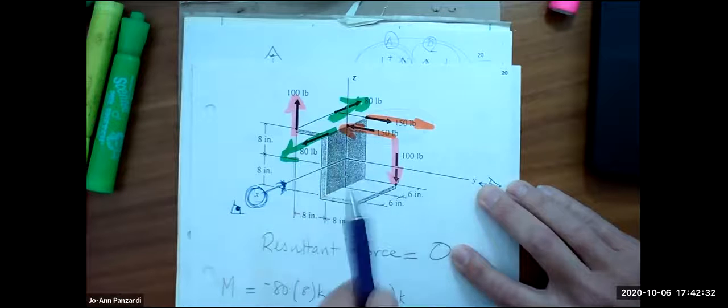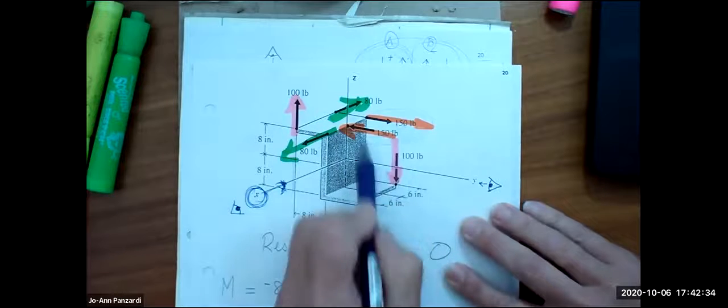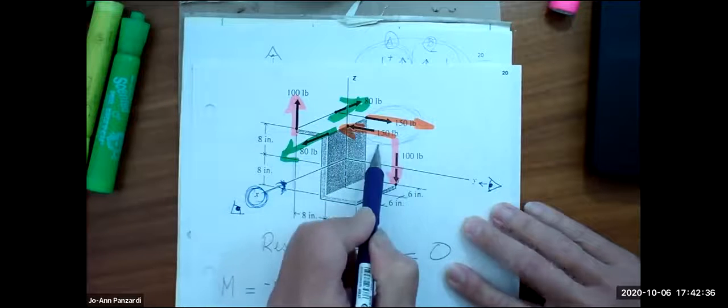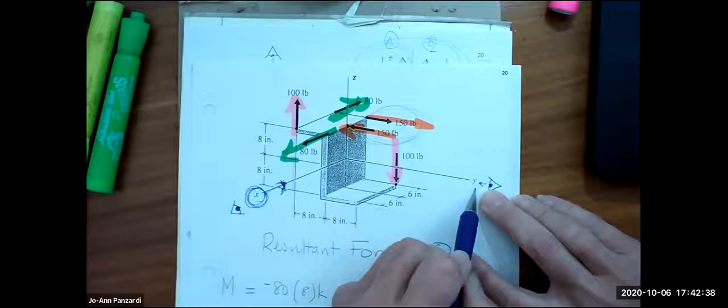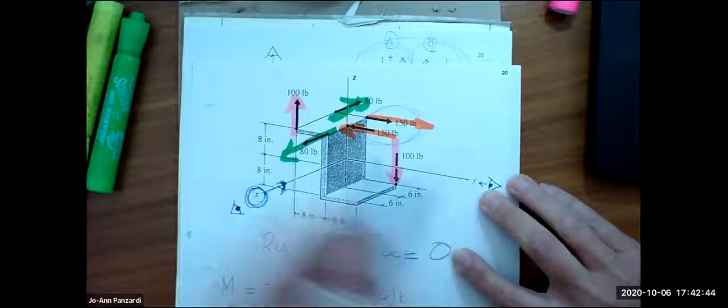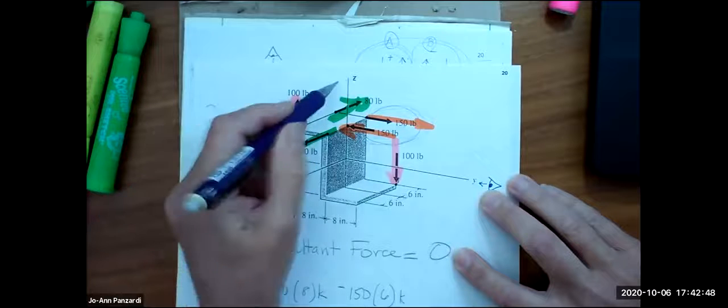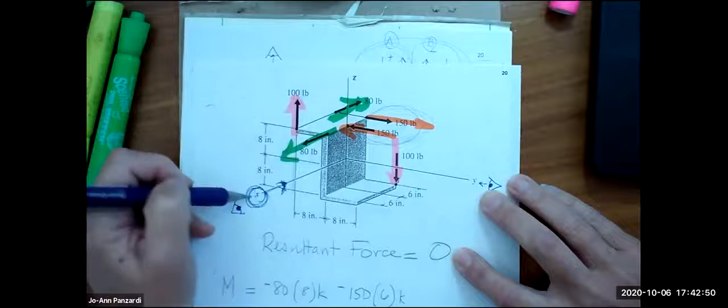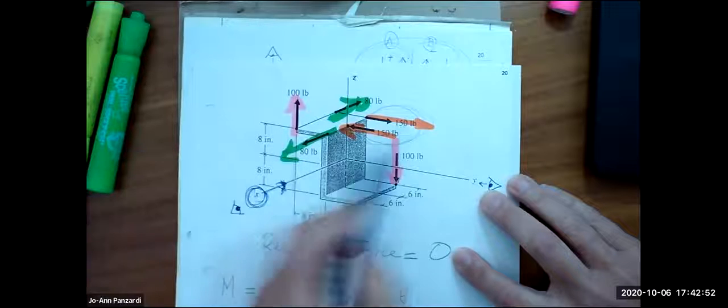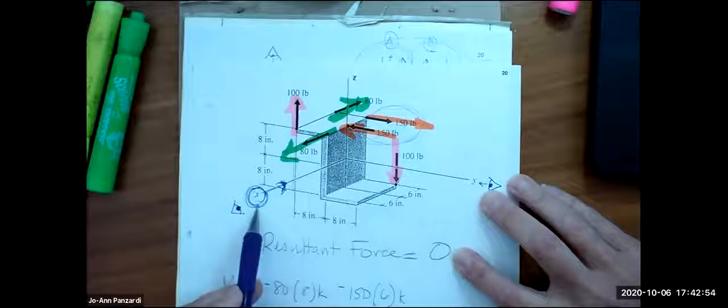Let me say that again. This orange 150-pound force is in the Y direction, so it does not create a moment about the Y. So there's a potential for it creating a moment about the X and the Z. It does not create a moment about the X because it's parallel to the X. Or perpendicular to the X? Wait.